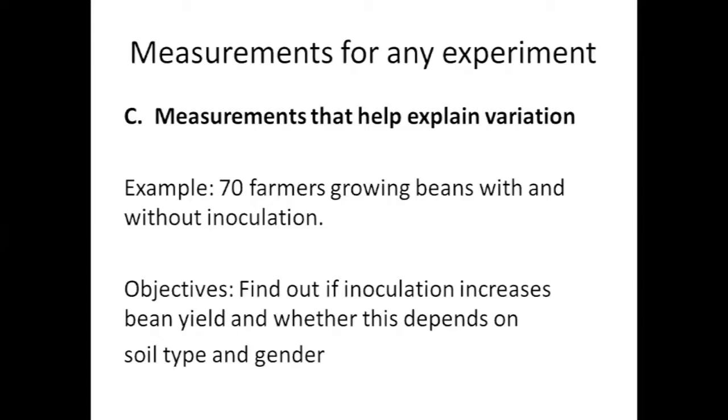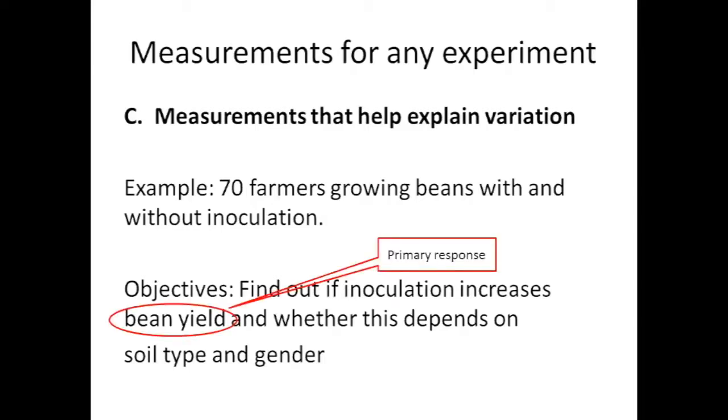So I'm just going to elaborate this with a small example. This is some real data. There were 70 farmers growing beans with and without inoculation. And the objective was to find out if inoculation increases the bean yield and whether this depends on the soil type. And also the project was interested in gender. So they want to see whether men or women are different in the way that they're able to use this technology. Okay? So in this particular trial, it's clear that bean yield is the primary response.